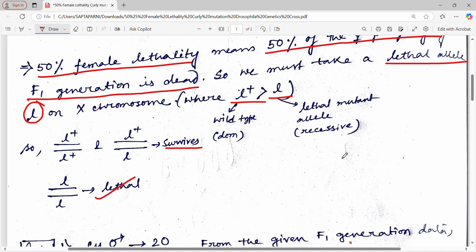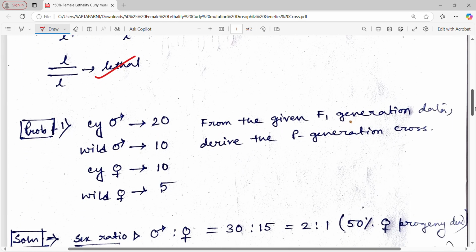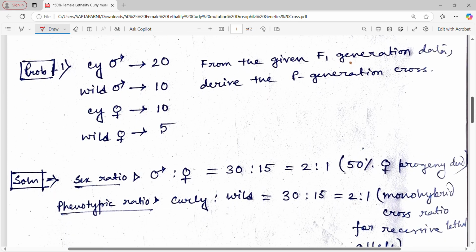So let's understand this with an example or with a problem. See here, the problem asks, this is the F1 progeny data given here. You can see here there are 20 Carli male, 10 wild male, 10 Carli female and 5 wild female. So you have to generate the P generation cross from this data. These are the F1 generation progeny data.